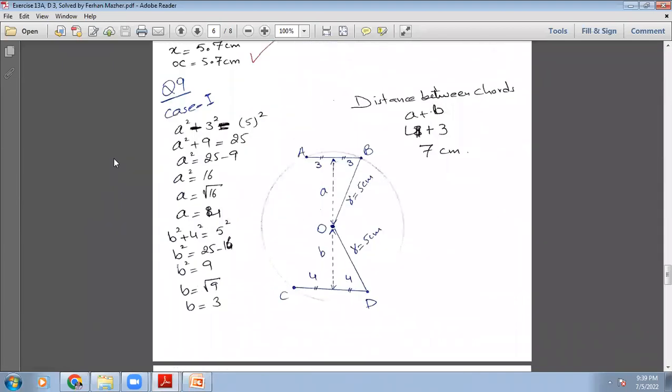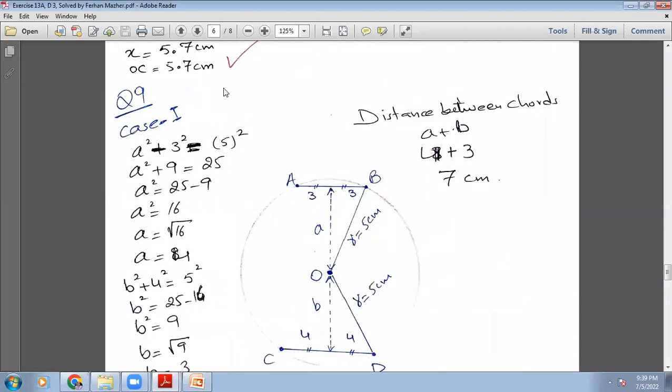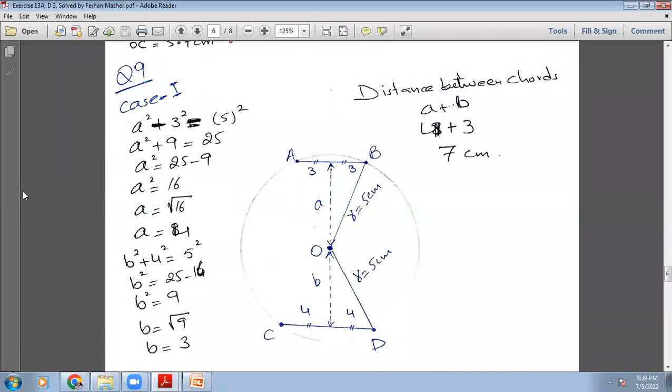Okay, so we are talking about the question number 9. It's coming up on your screen. And this is the case number 1. Here we have two chords, AB, which is 6 centimeters, and CD, which is 8 centimeter. They are parallel to each other, and the distance of the AB from the center is, suppose, A, and the distance of the CD from the center is B. The distance between the chords will be A plus B. And we know the radius of the circle, that is 5 centimeters, because this is the perpendicular bisector. So here the angle will be 90. This portion will be 3 and this portion will be 3.